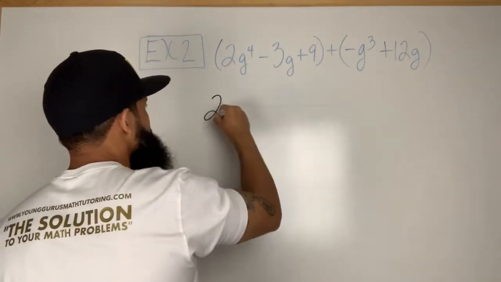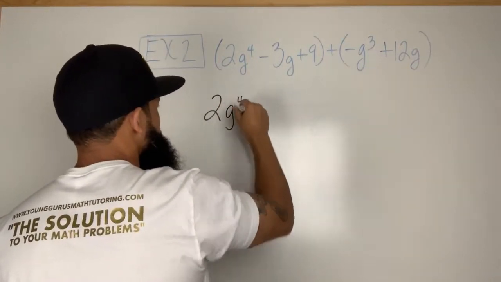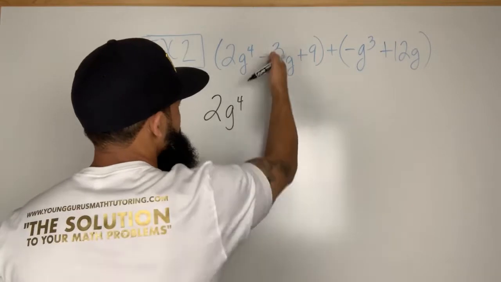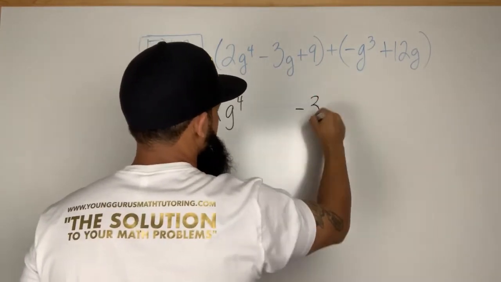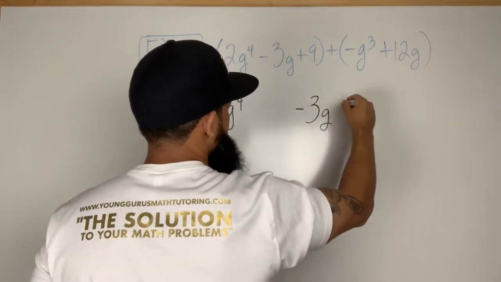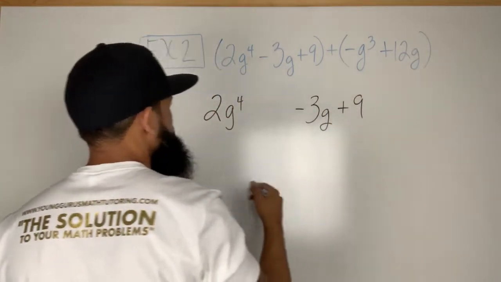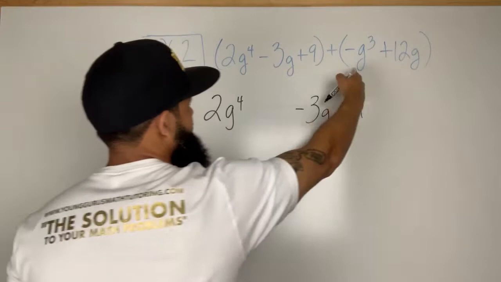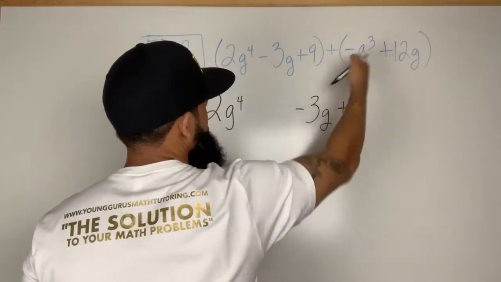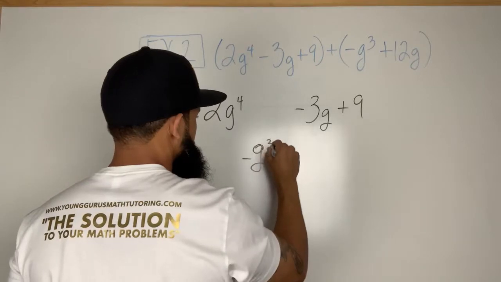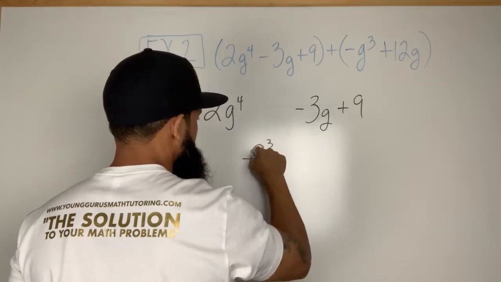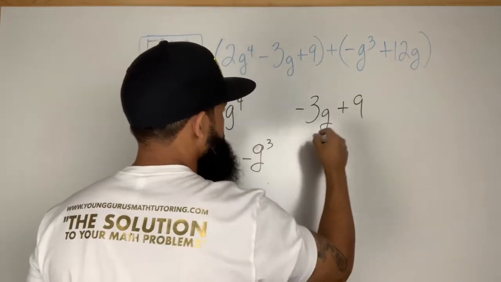So 2g to the fourth. There's no g to the third power here. There's no g squared, so I'm going to spread it out over here. I'm going to say minus 3g and then plus 9. Okay, now I want to add it up, but there's no g to the fourth power, so I'm going to say minus g to the third power. And then plus 12g.